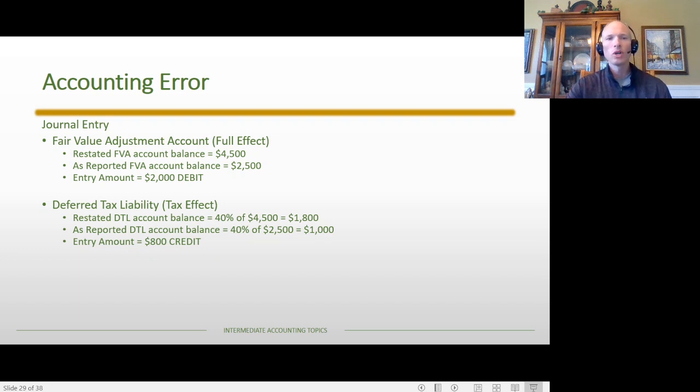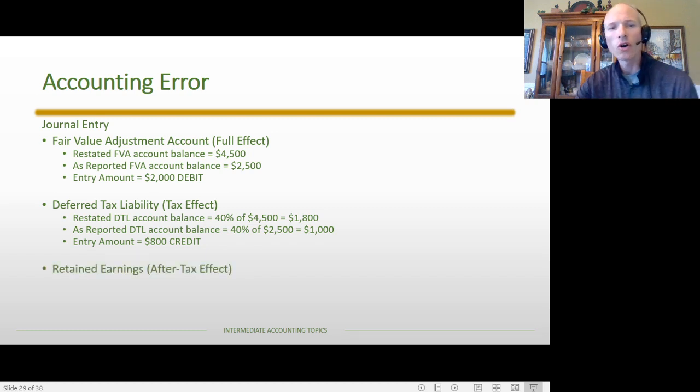All right, so we have two accounts, the fair value adjustment account and the deferred tax liability account. The fair value adjustment account is the full effect. The deferred tax liability is the tax effect. There's one other account that we have to think about. And so I want you to try to think about what you think that account would be. So again, count of three. I want you to come up with that account name. 1, 2, 3. And the answer is retained earnings.